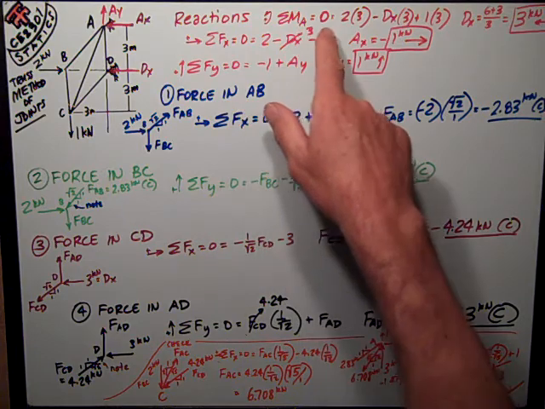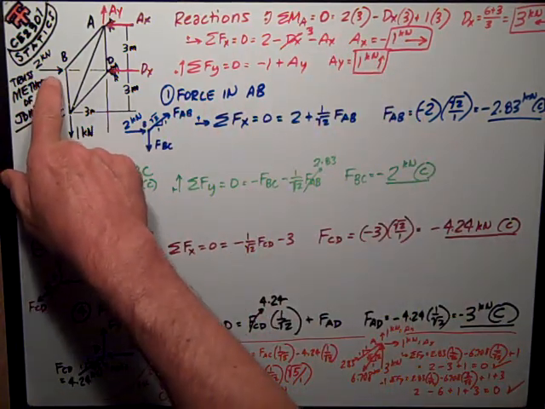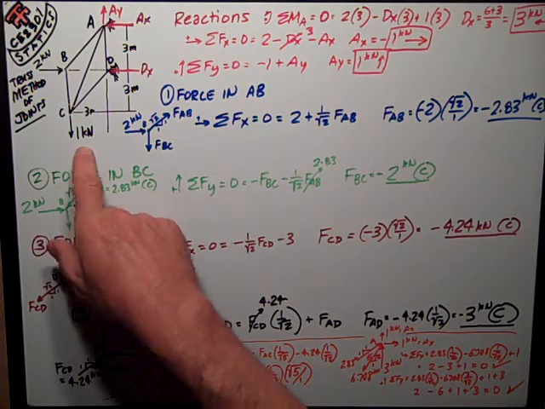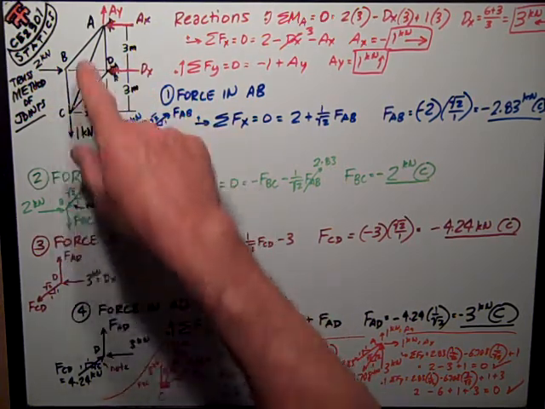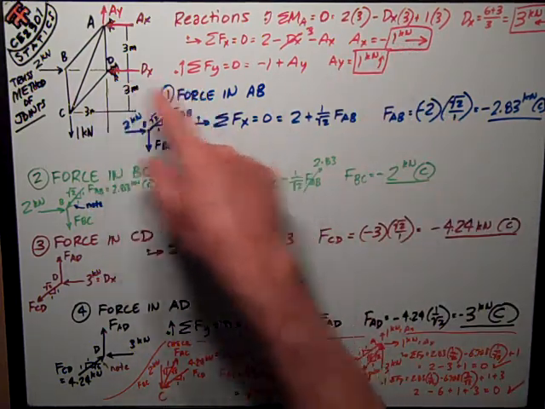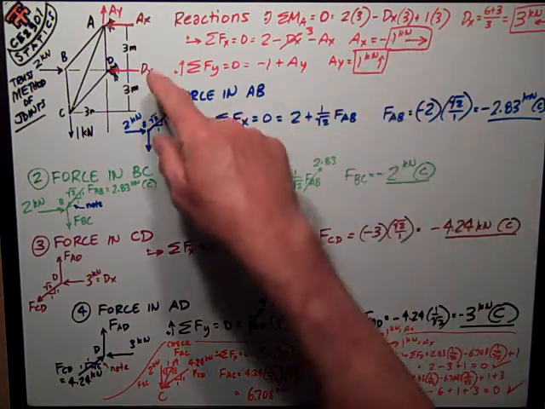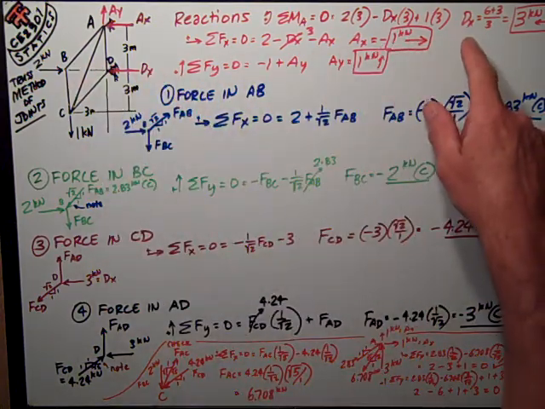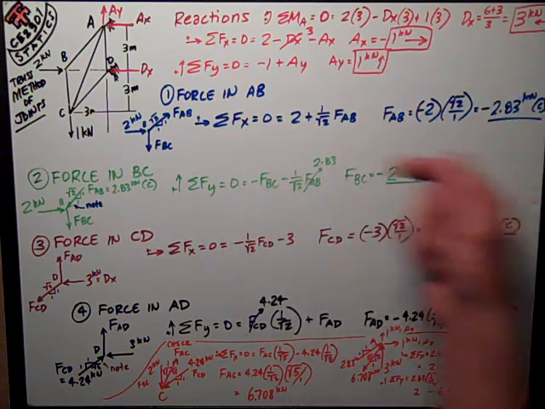So if the sum of moments about A is 0, I have these two external forces, 2 kilonewtons and 1 kilonewton, at 3 meters and 3 meters. And then I have my reaction DX, which I've assumed to the left, at 3 meters. So I do all the math and I get that the reaction at D is equal to 3 kilonewtons to the left.